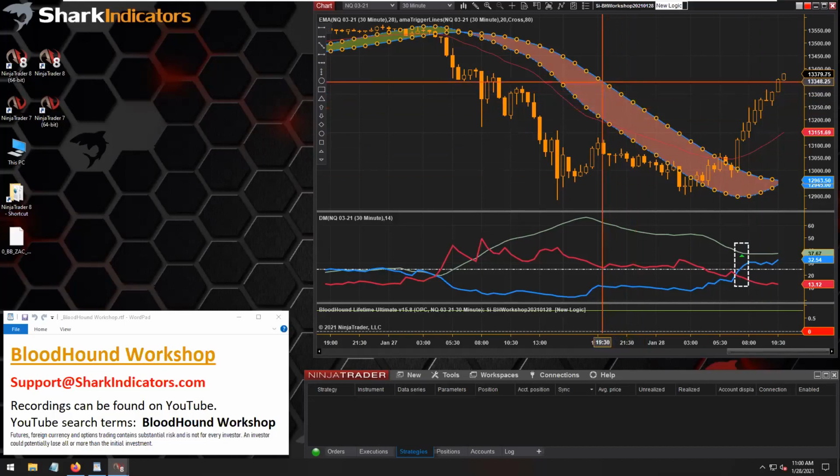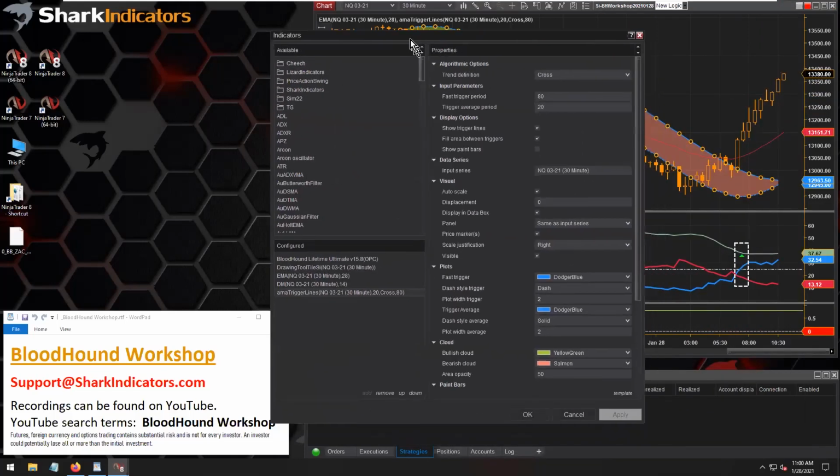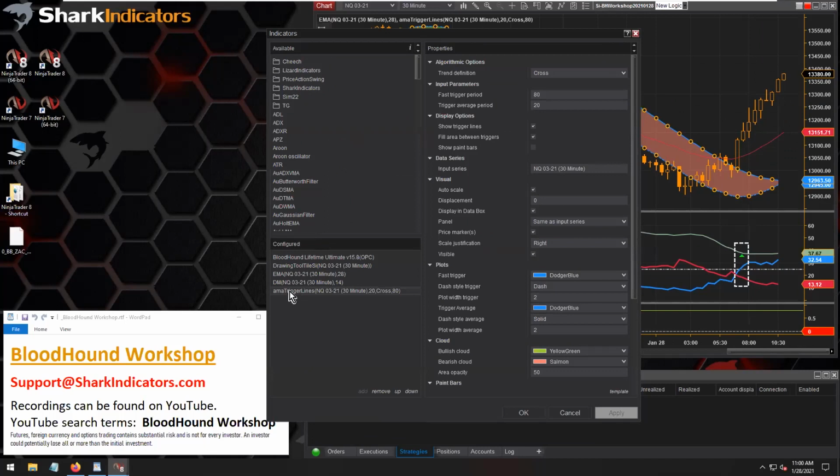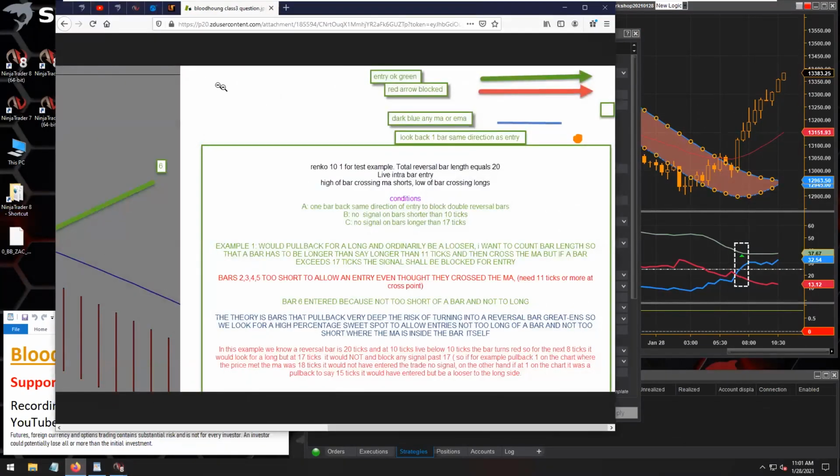And let me just talk about the trigger lines real quick. These trigger lines that we have on the chart come from Lizard indicators. So it is the AMA trigger lines that we're using here. These trigger lines can be found on either Futures.io or on Lizard Trader. So yeah, let me just bring this up.